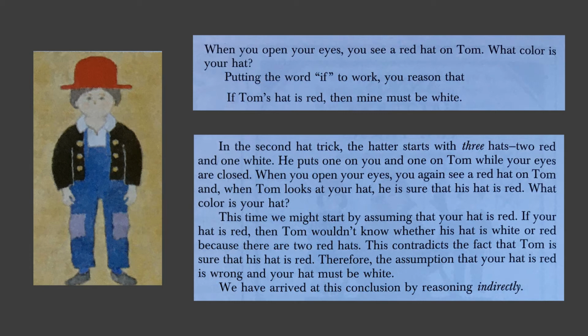Well, this time we can start by assuming that your hat is red. If your hat is red, then Tom wouldn't know whether his hat is red or white because there are 2 red hats. This contradicts the fact that Tom is sure his hat is red. Therefore, the assumption that your hat is red is wrong and your hat must be white. So we arrived at this conclusion by reasoning indirectly.